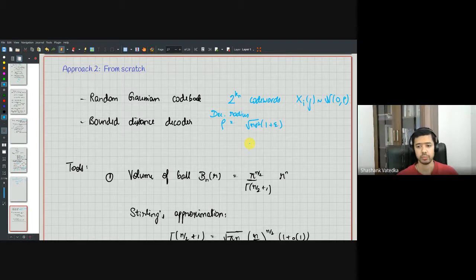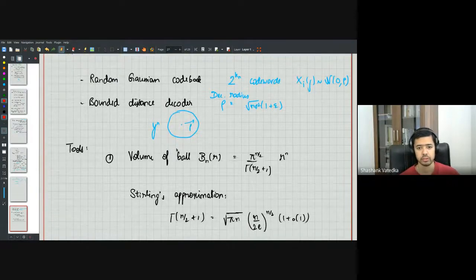All right, so this is going to be the decoding radius, which means that if you receive a particular yn, you draw a ball of radius rho around it. If there is a unique code word in this particular ball, then you declare that as the transmitted code word. If there is no code word, or if there are multiple code words, then you basically declare an error. All right. So that is how the bounded distance decoder operates.